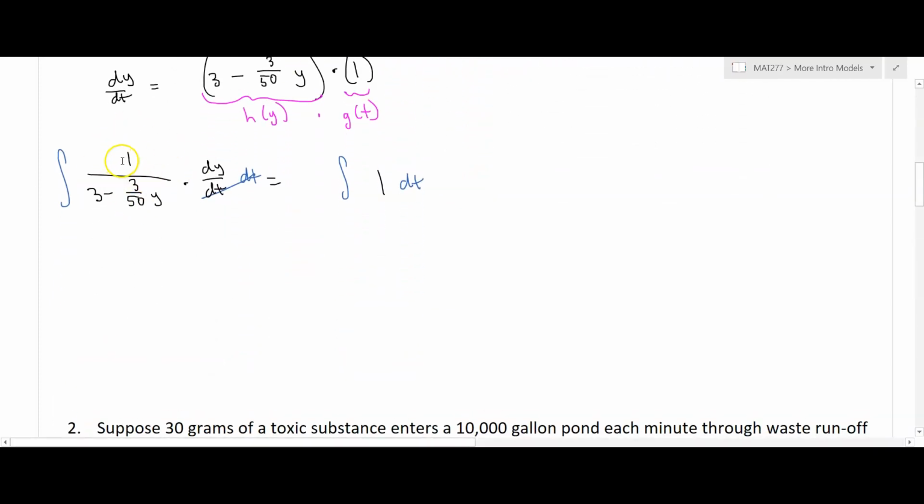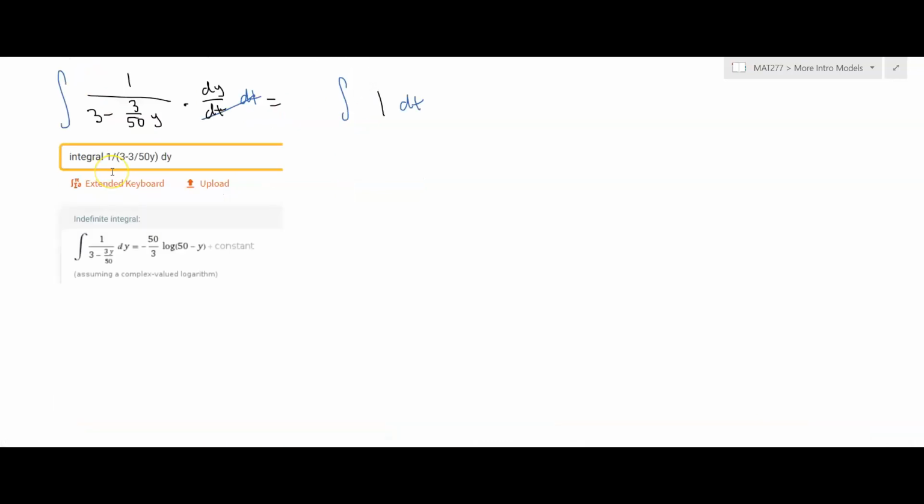So let's go ahead and integrate this in Wolfram Alpha. And so here we are with that integral. Now, of course, if you integrate this by hand, your answer may look slightly different depending on what you factored out before you took the integral, etc.